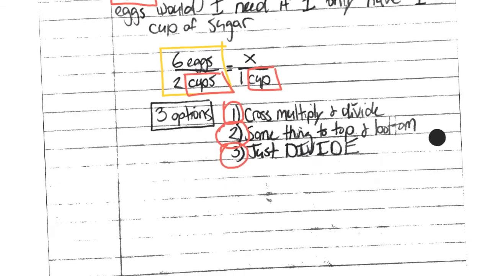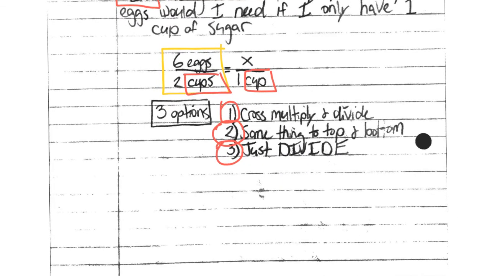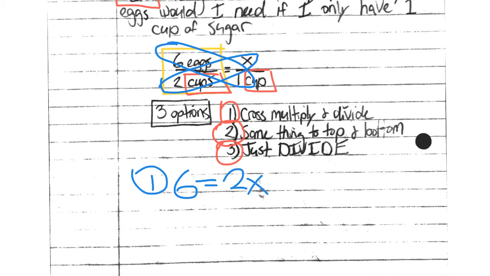So number 1 is cross multiply and divide. For number 1, you would do 6 times 1, which gets me 6, equals 2 times x, which gets me 2x. Now I see 2 times x, so I'm going to divide by 2, so we get 3 equals x. That's way number 1. That's the cross multiply and divide.